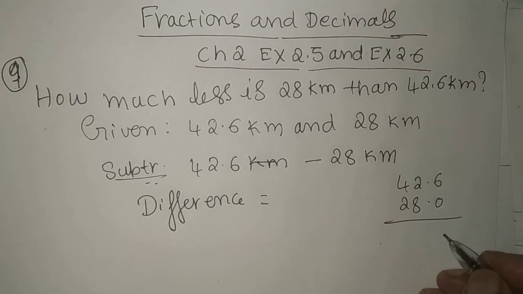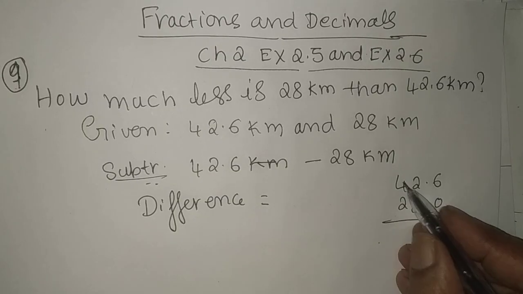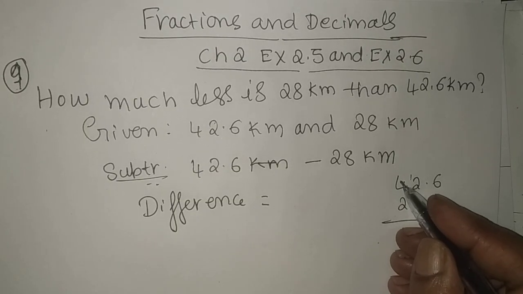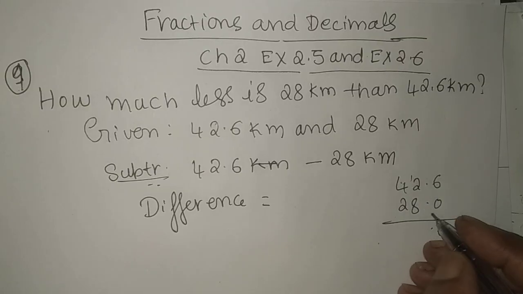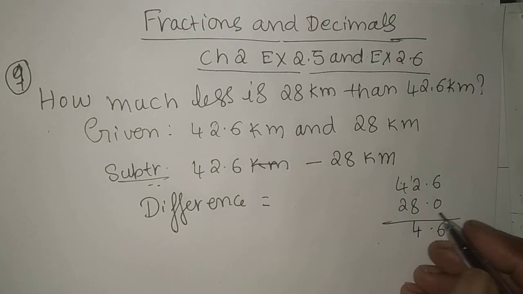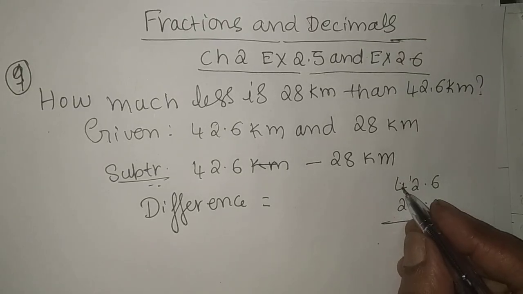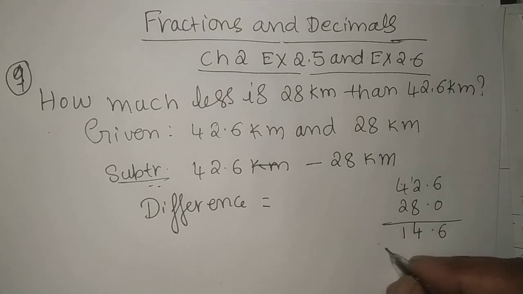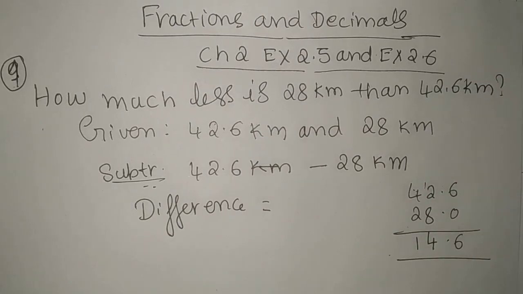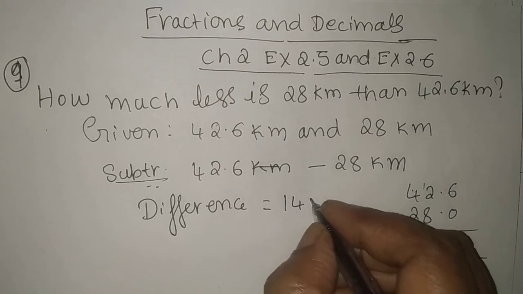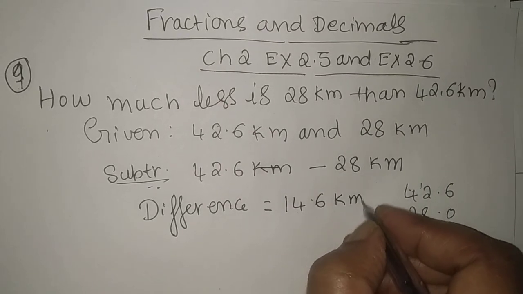Therefore this is 0, so write 6 as it is. Then here 12 is there. Take 1 from this side. 12 minus 8 is 4. Then 3 minus 2 is 1. Therefore 14.6 kilometers. The answer is 14.6 kilometers.